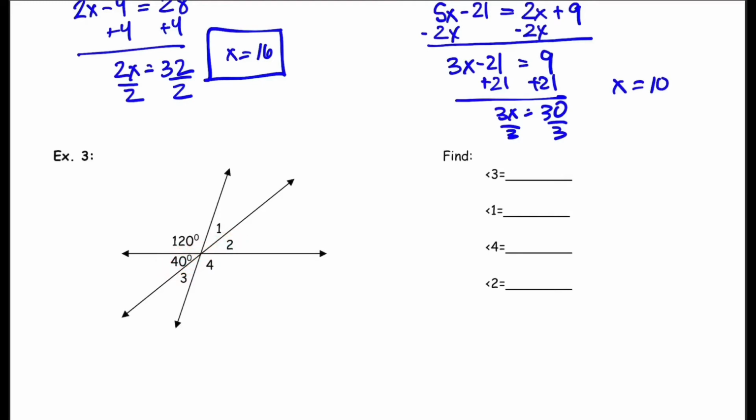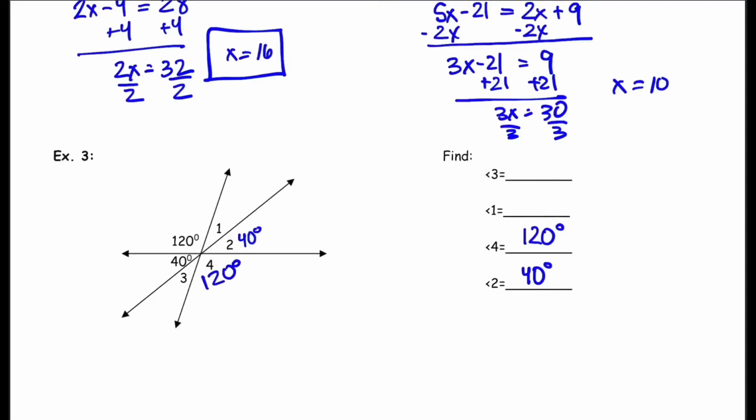And you notice I'm not doing this in order, and very rarely do I answer these questions in order. I like to take a look at the figure, and whatever jumps out at me as being the easiest, that's what I do first. So I know this angle here is 40 degrees. Well, I also know that this angle here, that's 120, is vertical to this one. Because remember, you have to go straight across. So 4 is going to be 120 degrees. So I can label that.